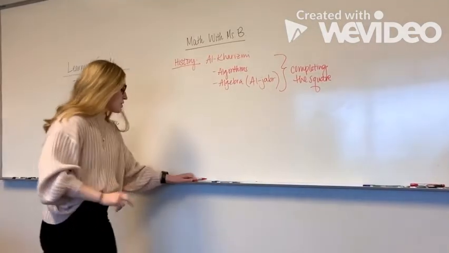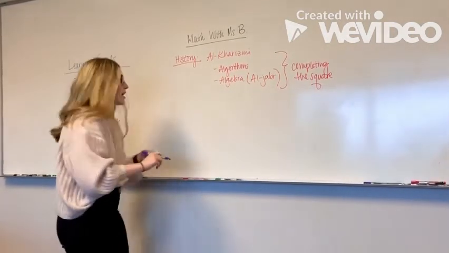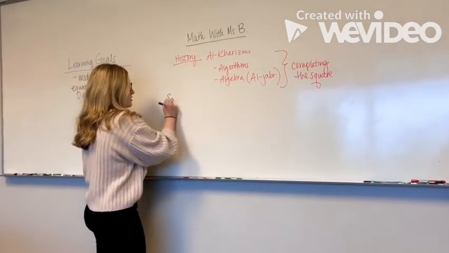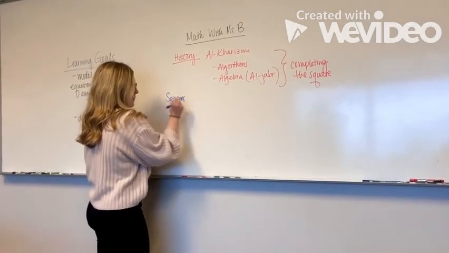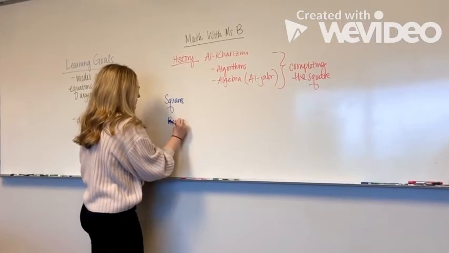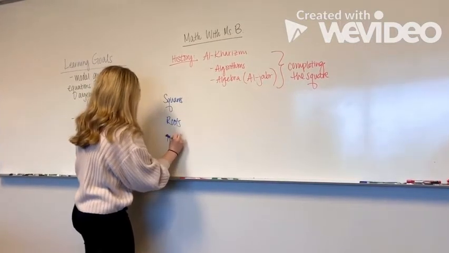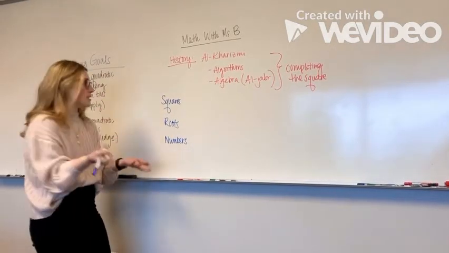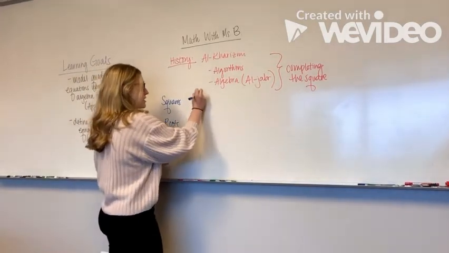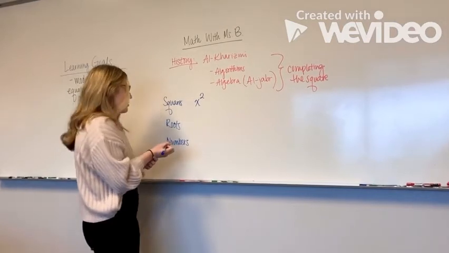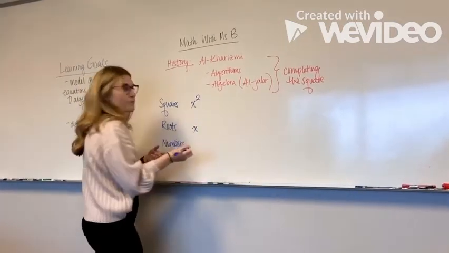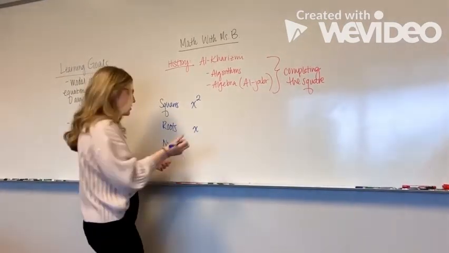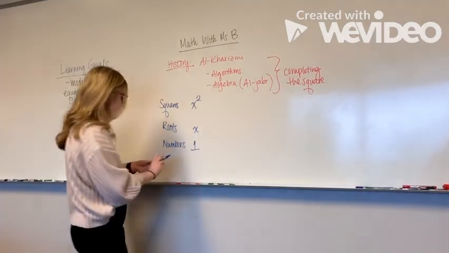So he used terms to describe completing the square as squares, roots, and numbers. Now, if we were to translate these to terms that we know today, a square is frequently represented as x squared, and a root would be x, and a number could just be any sort of number that we know, so let's just go ahead and write 1.